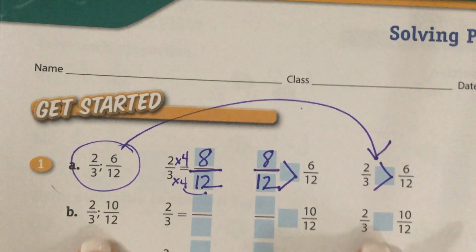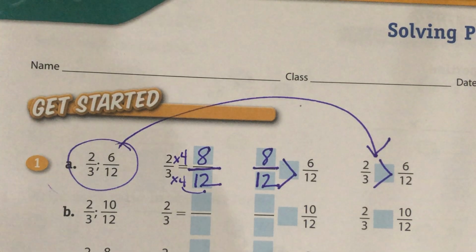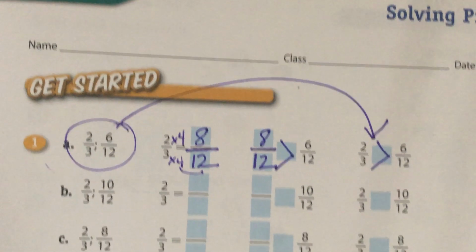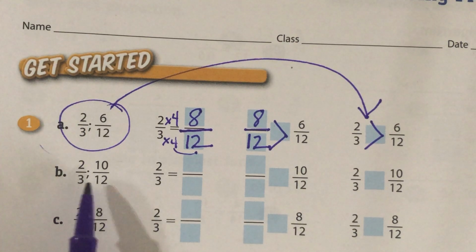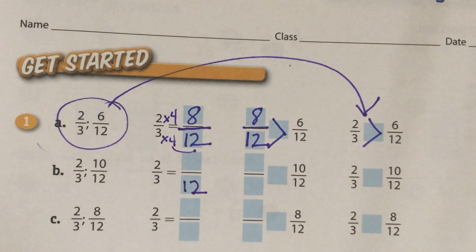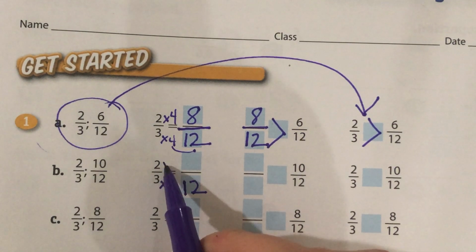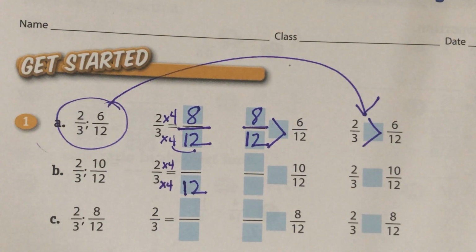Okay, so let's do B. Let's compare 2/3 with the ratio of 10/12. So we're going to write equivalent ratios with a common denominator. And look at that. They're not trying to confuse you at all. They're using the same denominators here. So we're going to do this again. I know that 3 is a factor of 12. So I'm going to make my common denominator 12. And I'm going to multiply 4, both to the bottom and the top.